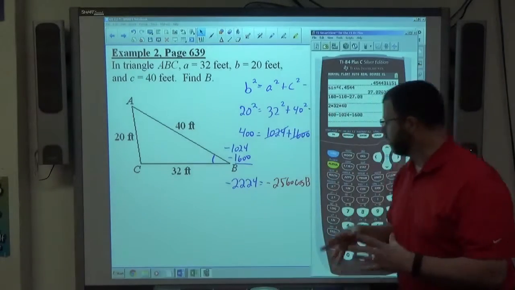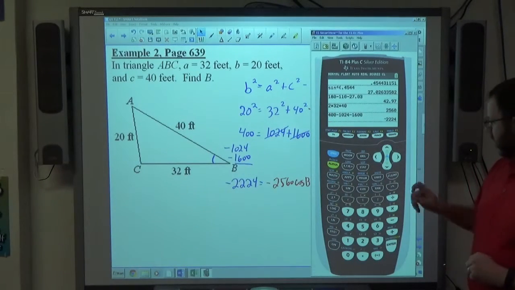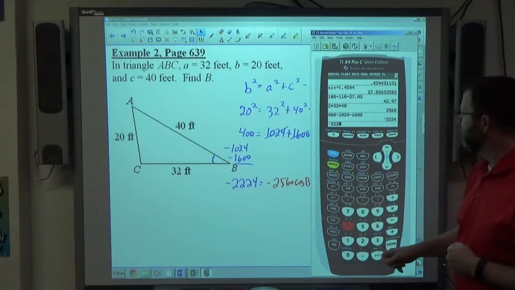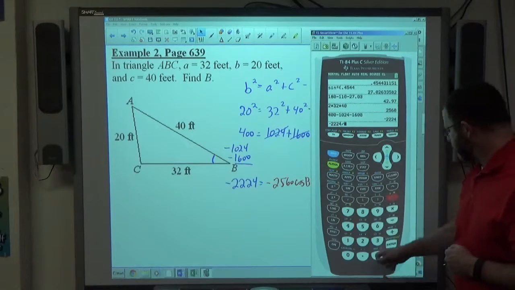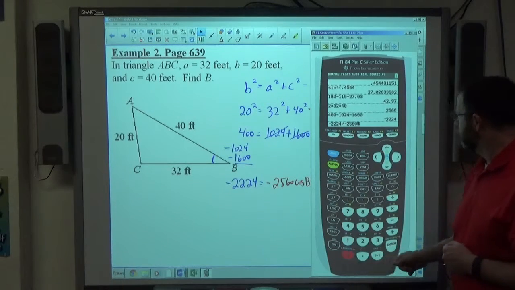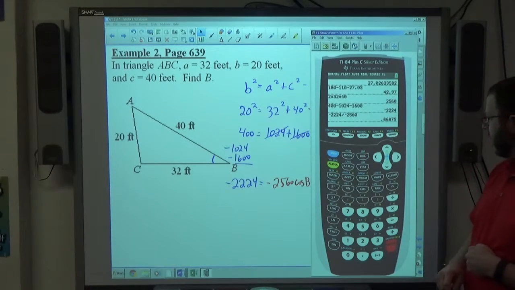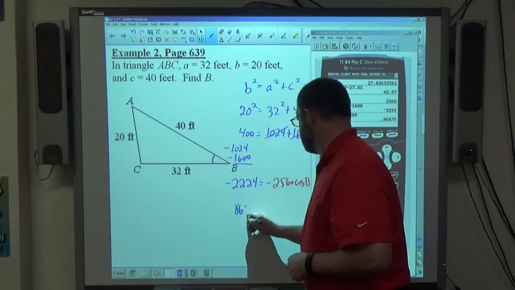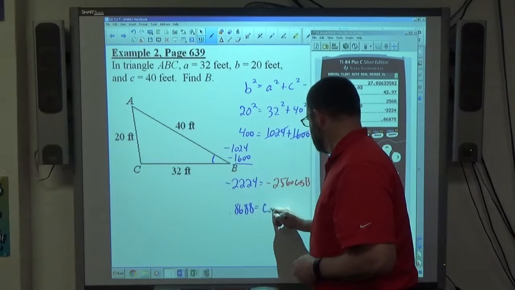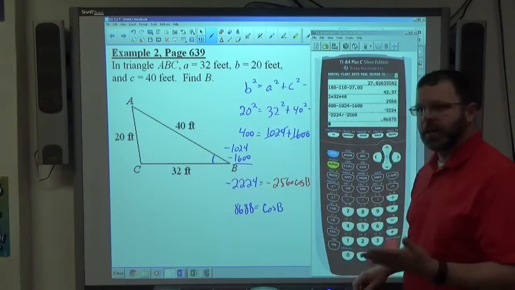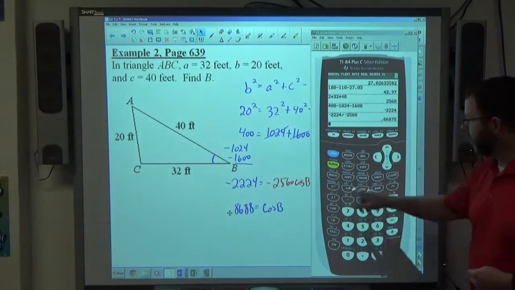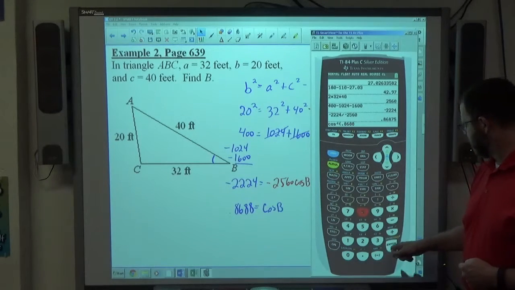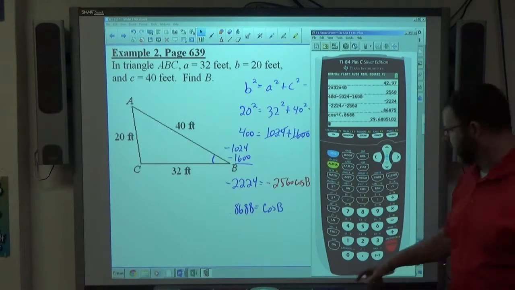And that is a minus sign in front of the 2560, so it is a negative object there too. That's something else to realize when you're doing this. So to get the cosine of B, I'm going to do negative 2224 and divide that by negative 2560, which creates a positive 0.8688. Then to get B, I simply have to do an inverse cosine. Inverse cosine of 0.8688 comes out to 29.68 degrees.